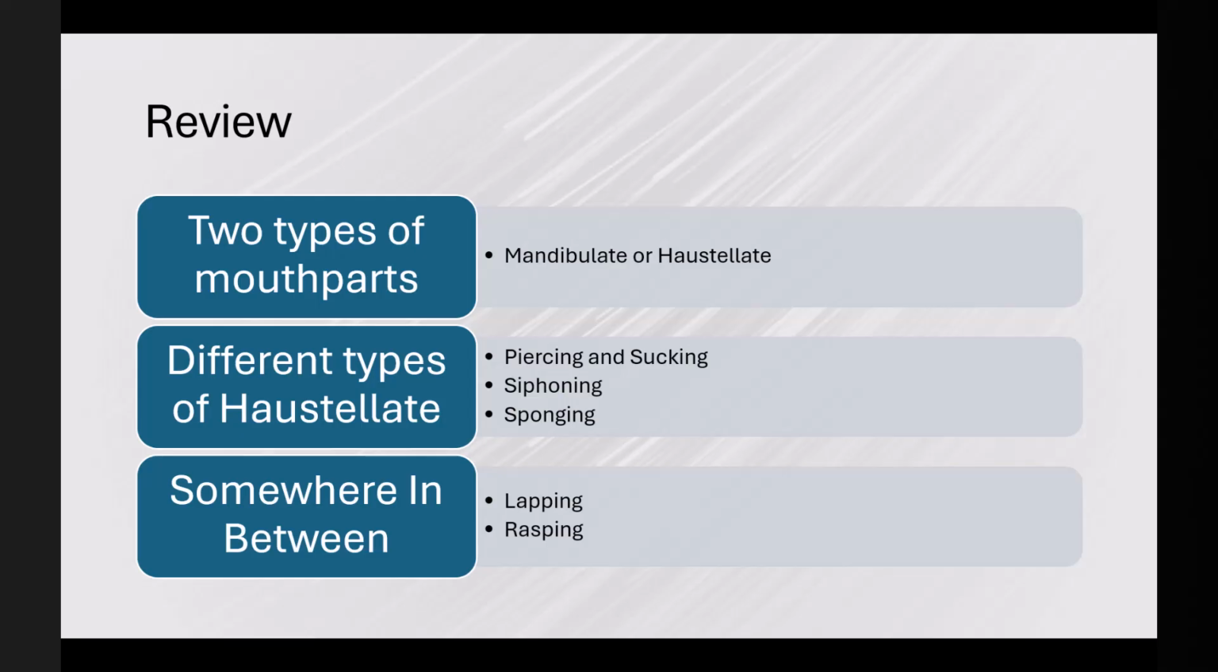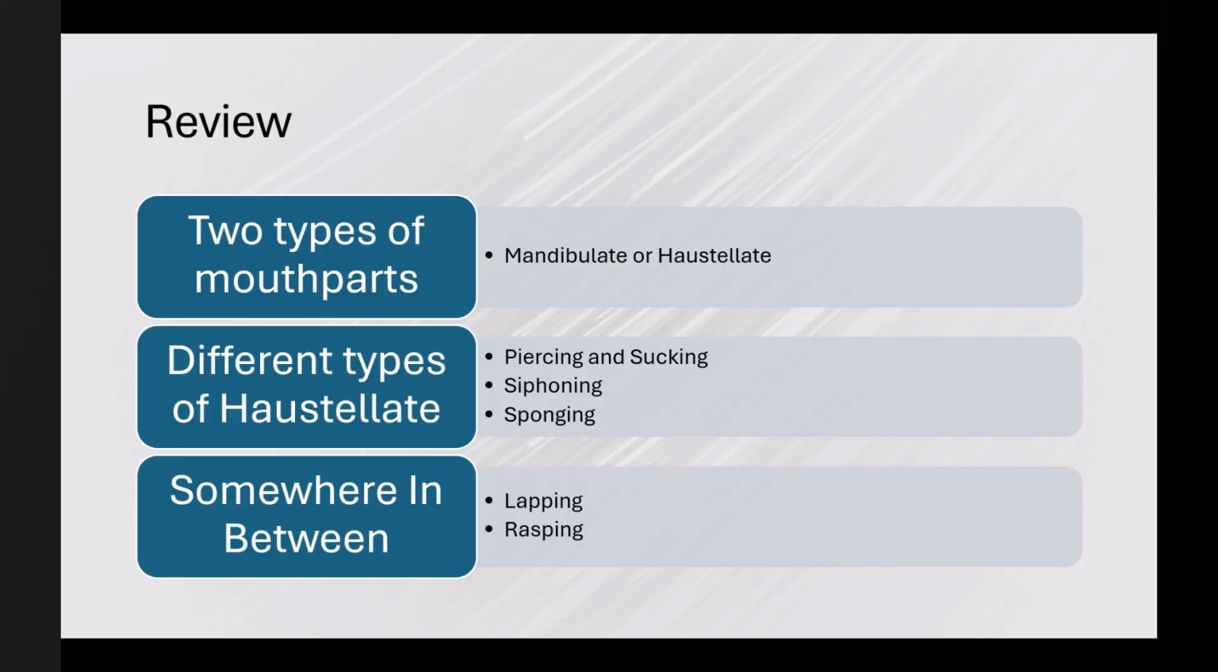So to review, there's two main types of mouthparts: mandibulate or chewing, and haustellate, which is sucking. The different types of haustellate mouthparts include piercing and sucking, siphoning, and sponging, and then somewhere in between there are lapping mouthparts by honeybees and bumblebees and rasping mouthparts by our thrips.